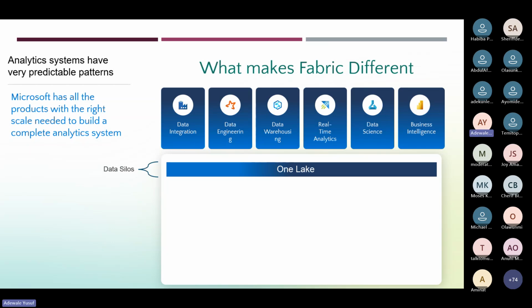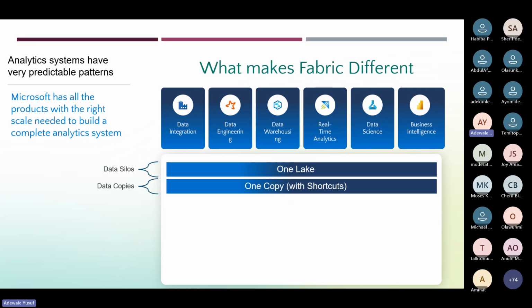OneLake simply means that there are no data silos. So you have only one lake. Everybody is storing their data in one lake. There's a storage called OneLake, and people are putting their data in OneLake. It's as easy as when you're using your OneDrive. You just save your data set and it gets saved on OneDrive. That's how easy OneLake is.